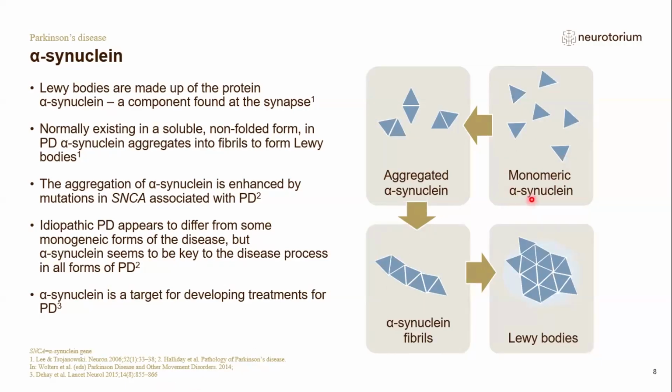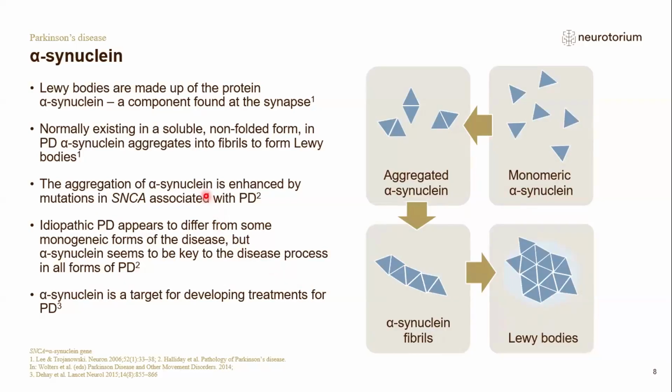So you have monomeric synuclein that aggregates, and the more they aggregate, they form fibrils, and these end up being Lewy bodies. And I remember I mentioned that in one of the cadavers, Charcot did discover that there were Lewy bodies within the substantia nigra, okay?